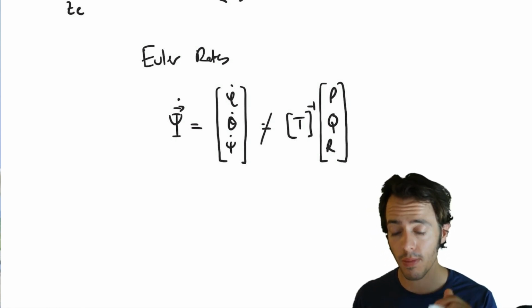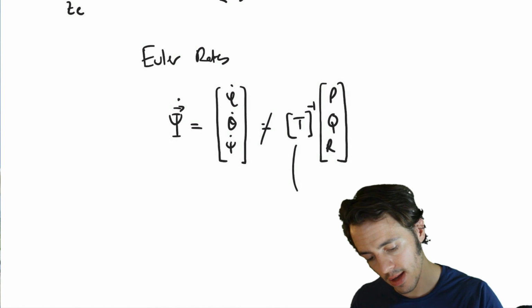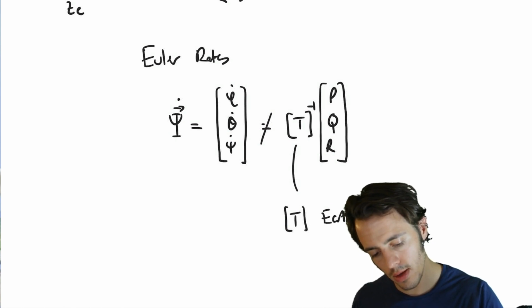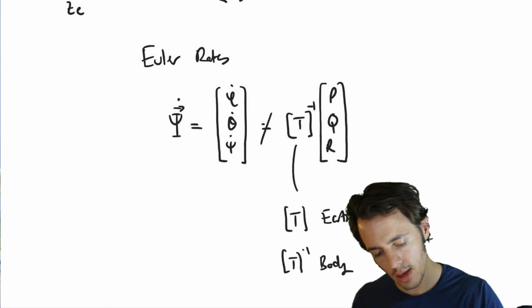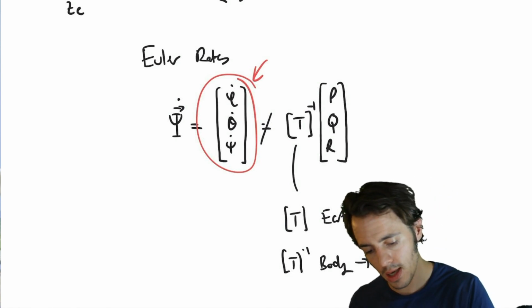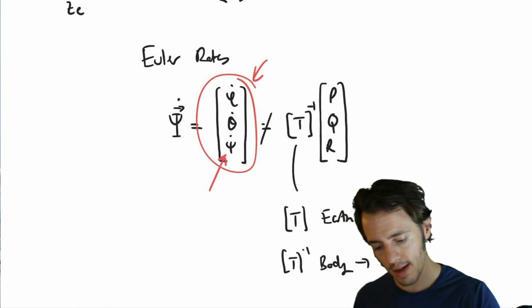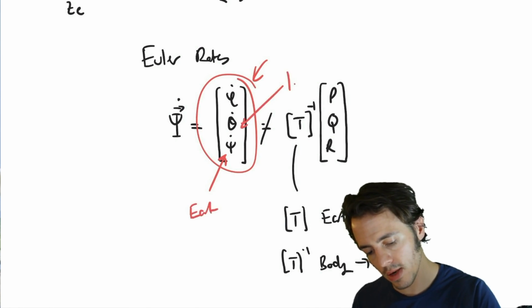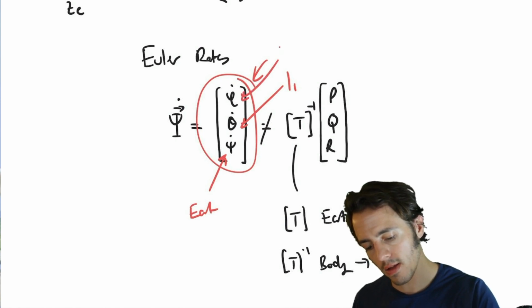We can't do this because the transformation matrix T does Earth to body, T to the minus 1 does body to Earth. And these here, these ain't defined in Earth axes, okay? Psi is defined in Earth axes. Theta is defined in intermediate 1, and phi is defined in intermediate 2.